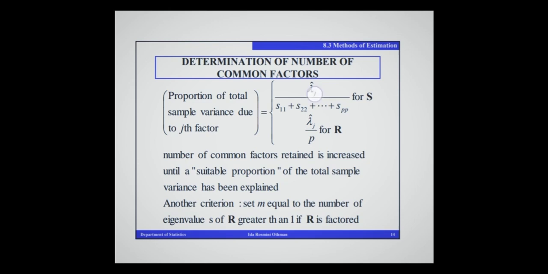Maksudnya kat sini you boleh create untuk lambda 1, lambda 2 kan. Ataupun you can calculate untuk first 2, first 3, first 4. So you akan tengok dekat situ, daripada situ dia panggil kumulatif lah. Daripada situ how many principal component ataupun how many factor that will give more than 70% contribution to the data.